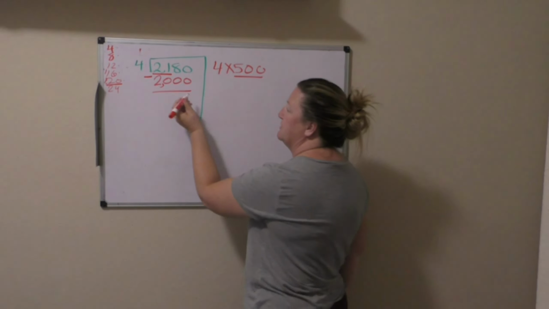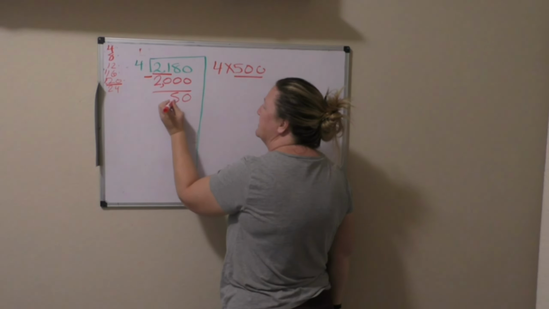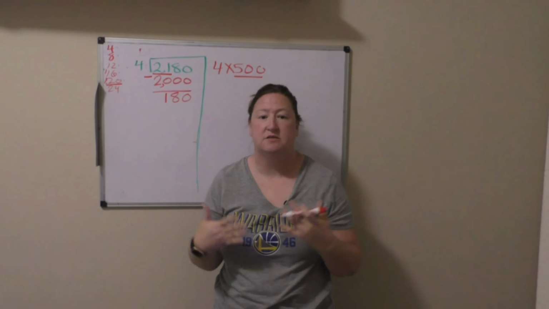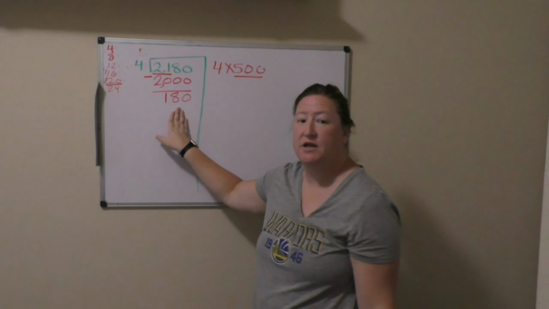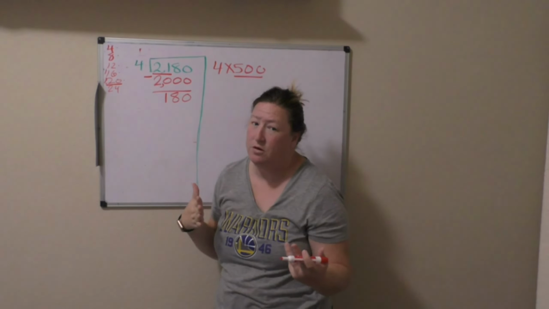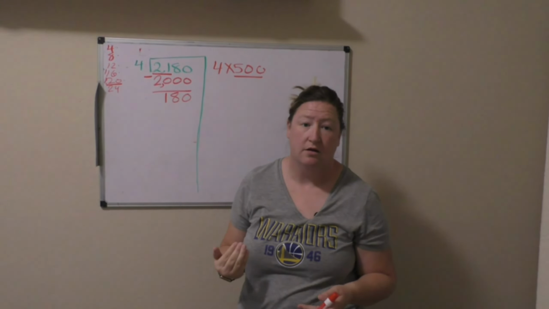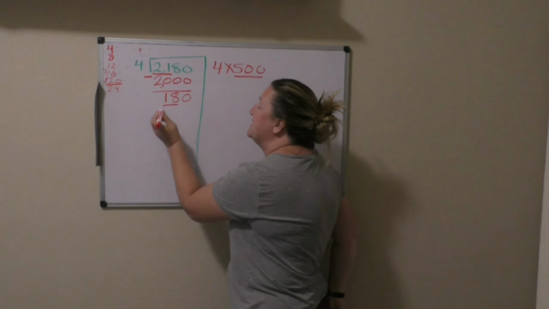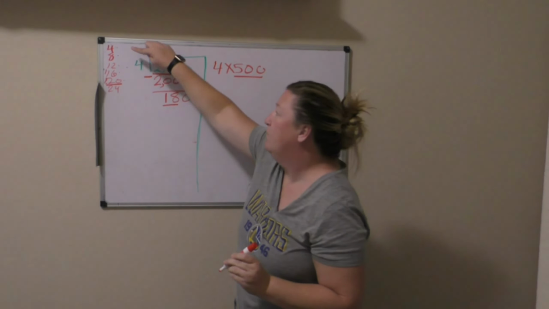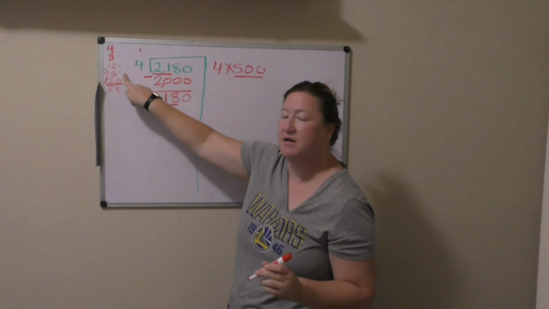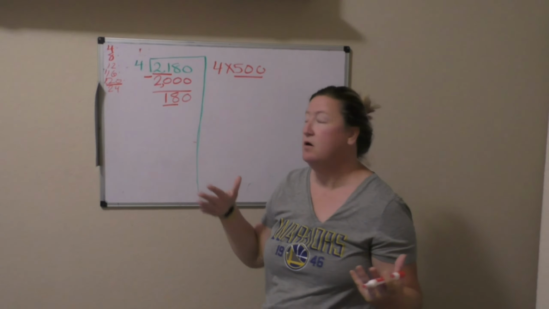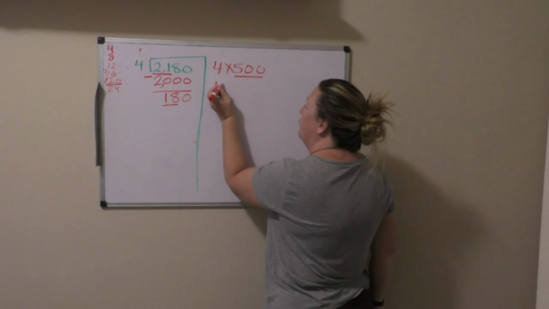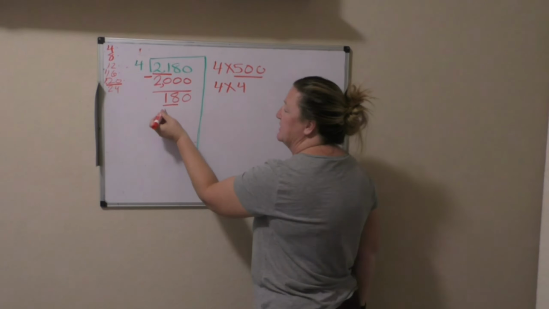0 minus 0 is 0. 8 minus 0 is 8. 1 minus 0 is 1. 2 minus 2 is 0. So now I have 180, which is a little bit more manageable than 2,180. So again, I'm going to count by 4 to see how close to 18 that I can get. 4, 8, 12, 16, because if I get to 20, I'm too high. So I know that 4 times 1, 2, 3, 4. I know that 4 times 4 gives me 16.